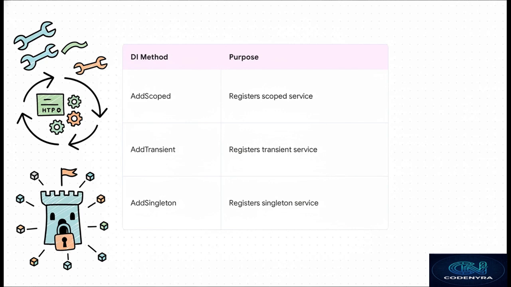First, transient. A transient service is built brand new every single time it's requested by any class. Then there's scoped. A scoped service is created exactly once per HTTP request, so every class involved in processing that one specific request shares the exact same instance. And lastly, singleton. Just like it sounds, it creates one single object that is shared globally across the entire application for as long as the app is running.